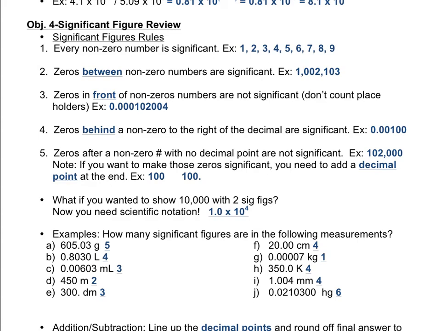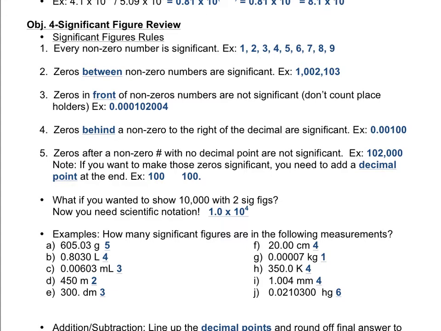Alright, this video is going to be over Objective 4, significant figures, and last year in chemistry you learned about these and you use them throughout the year. I will talk about them in the beginning. All my answers on any key will be in significant figures. However, I'm not going to take points off unless you're being ridiculous with your rounding, so I'll talk about that more in class.